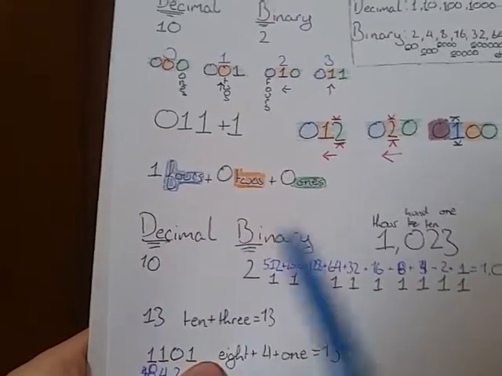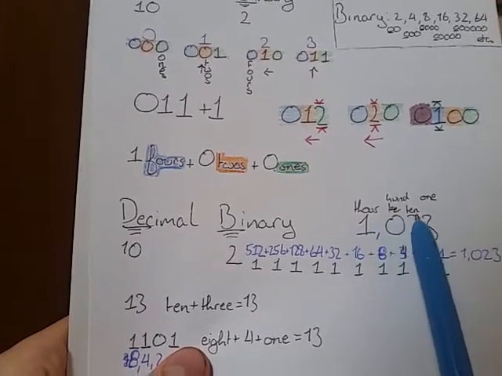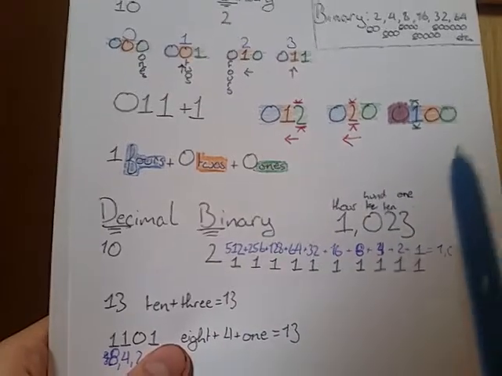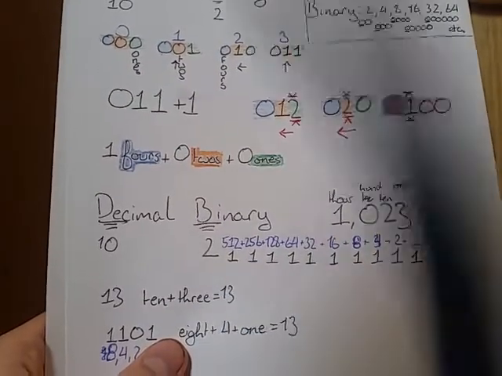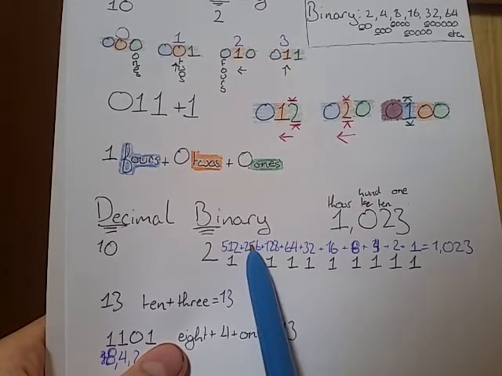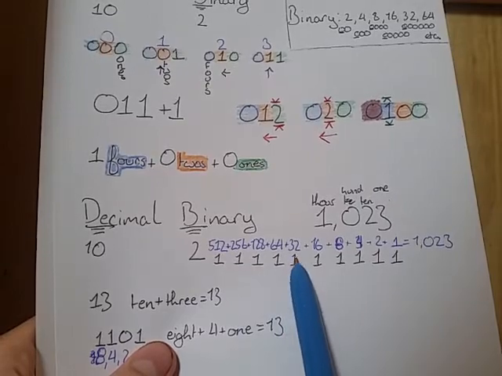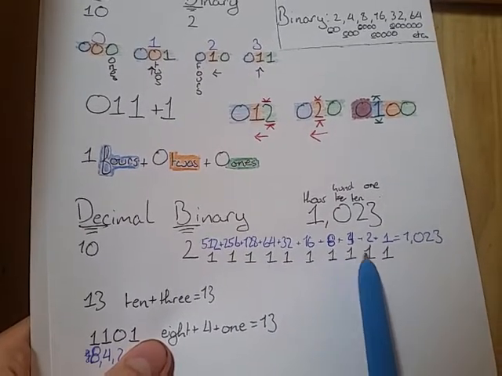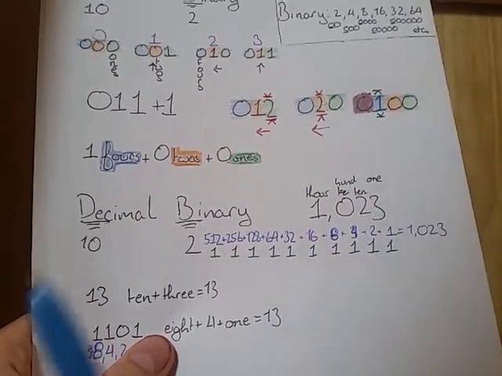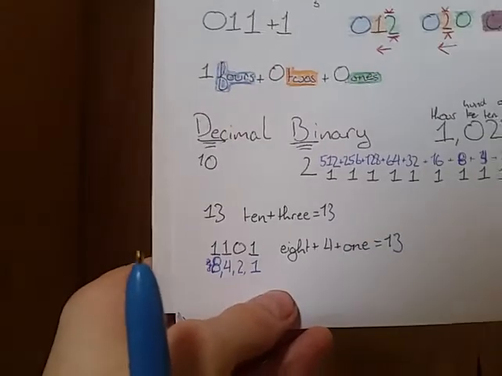Decimal. 1023 again. You've got 1 thousand, 0 hundreds, 2 tens, 3 ones. We've been over this. In binary, 1023 is 1 512, 1 256, 1 128, 1 64, 1 32, 1 16, 1 8, 1 4, 1 2, 1 1. Add all of those numbers together, you get 1023. That's just how binary works.